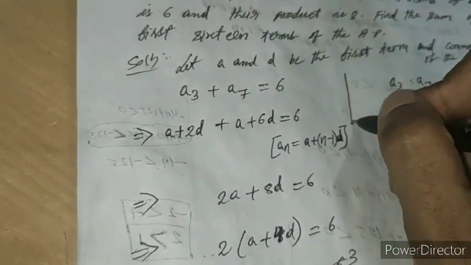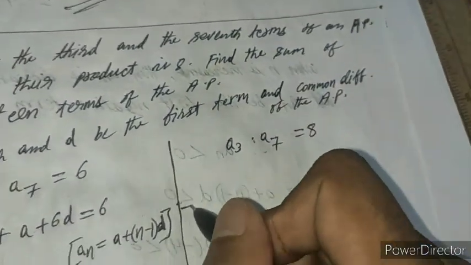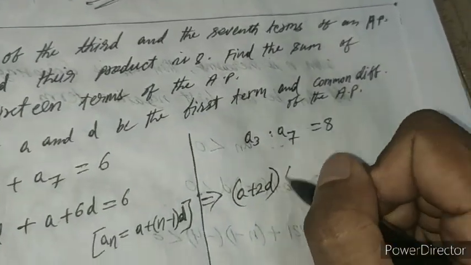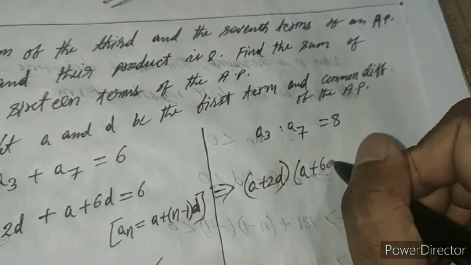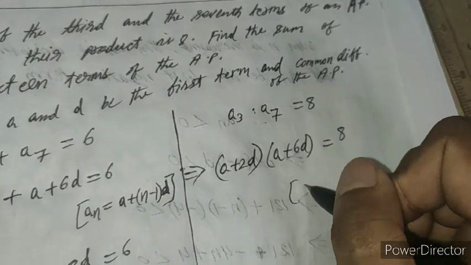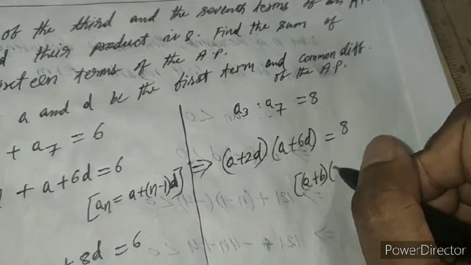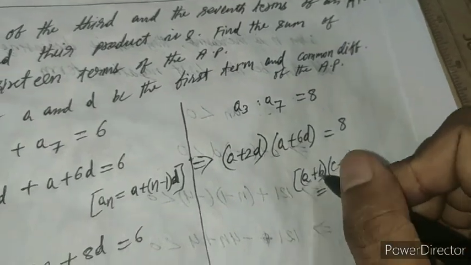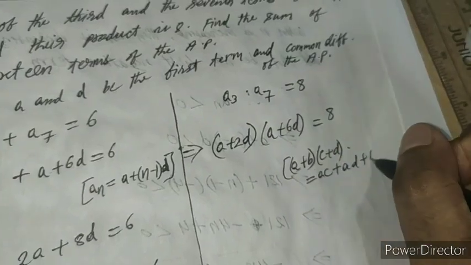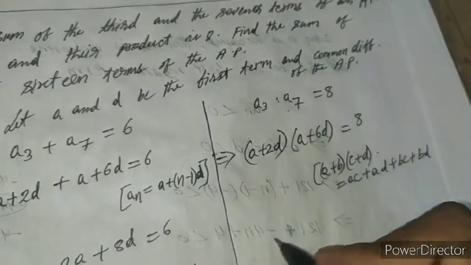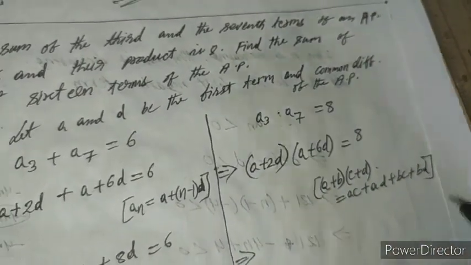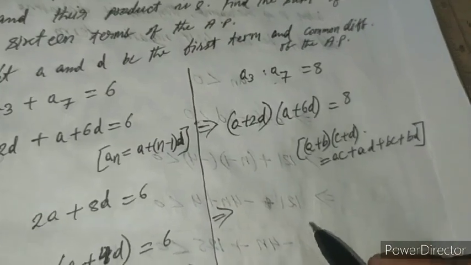Now here what do we have? A3 we have a plus 2d, and A7 we have a plus 6d, and the product is equal to 8. We know one formula that we studied in class 10: a plus b into c plus d is equal to ac plus ad plus bc plus bd. Everyone knows this formula, but we won't use this. We will use some tricks so that our calculation gets shorter.